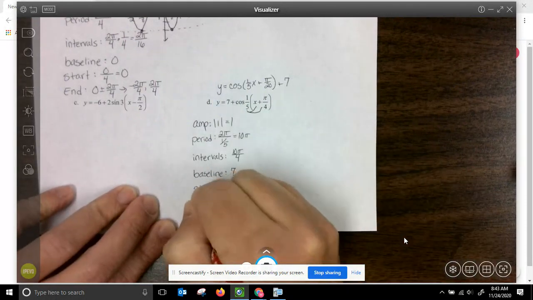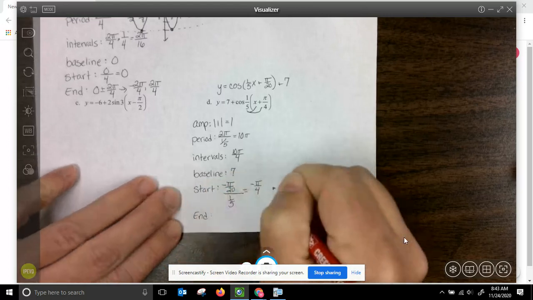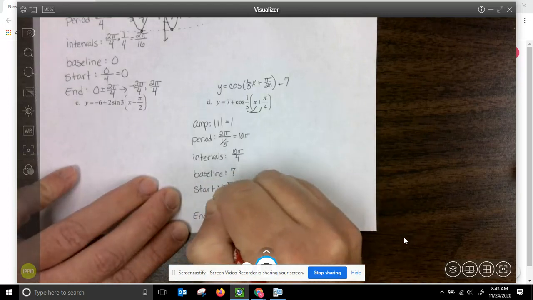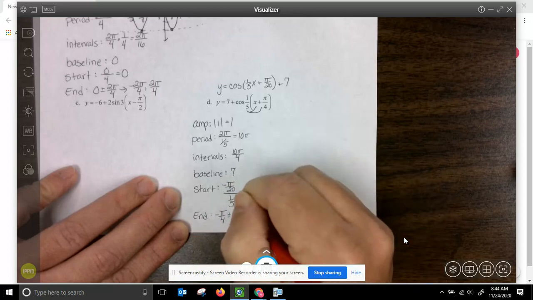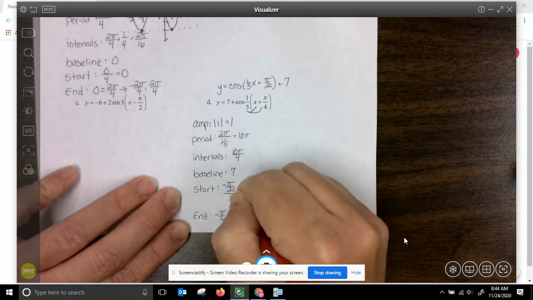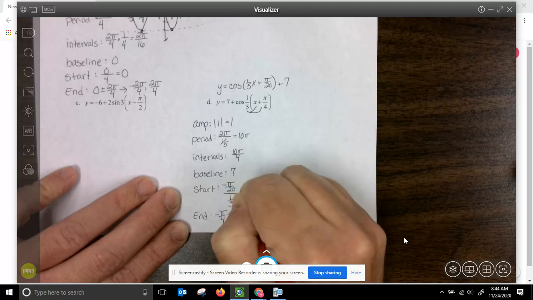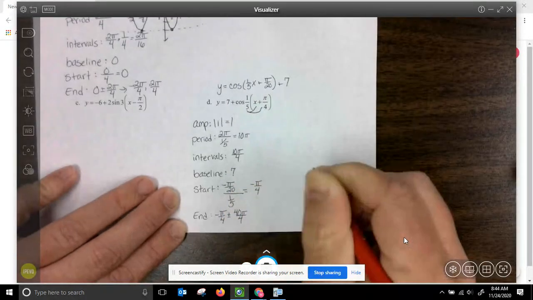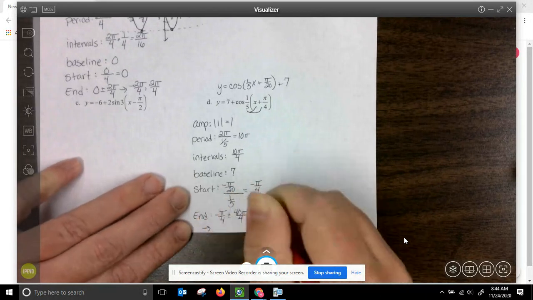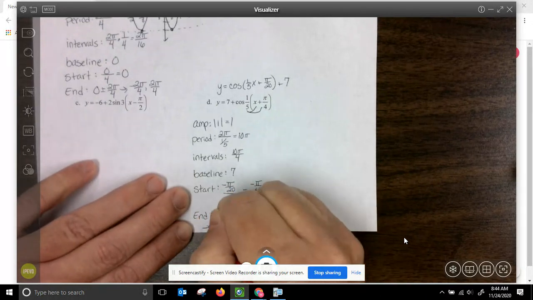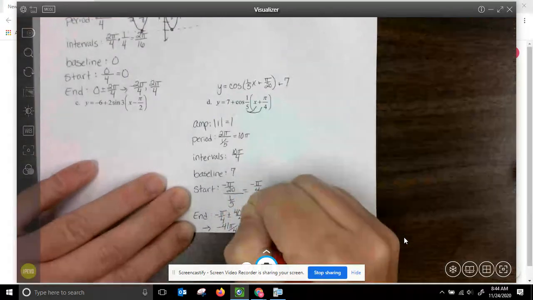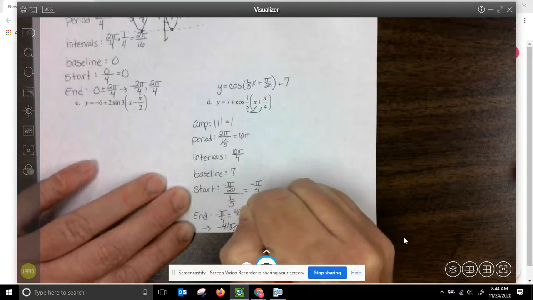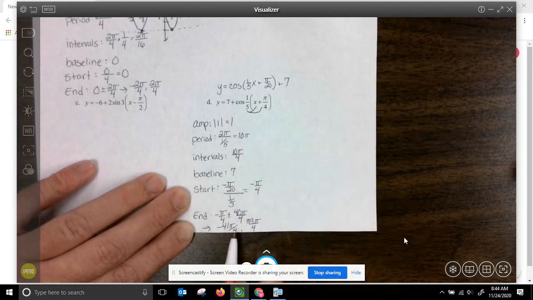And then our end is our start, which is negative pi over 4, plus or minus our period, which is 10 pi. We will need a common denominator there, so that'll just be 40 pi over 4. All right, so that'll tell me that my left endpoint should be negative 41 pi over 4, and my right endpoint should be 39 pi over 4. I'll get this one when I subtracted, I'll get this one when I added.